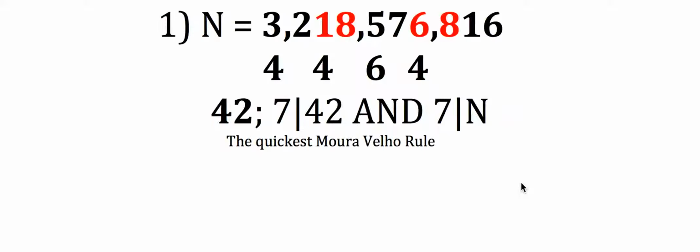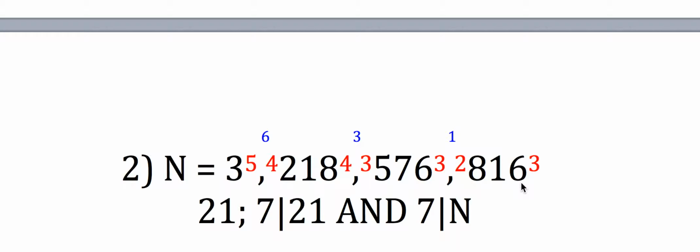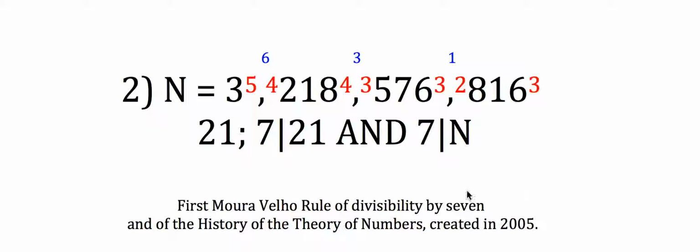Let's see the application of another rule to the same number. 3 plus 5, 8 to 14, 6 plus 4, 10, 12, 13, 21, 25 to 28, 3 plus 3, 6, 11, 18, 24, 27 to 28, 1 plus 2, 3, 11, 12, 18, 21. 7 divides 21 and 7 divides n.